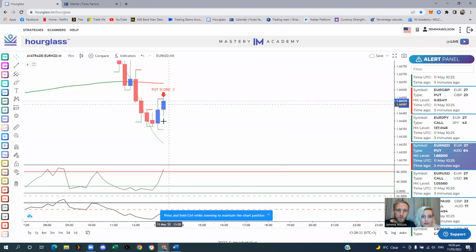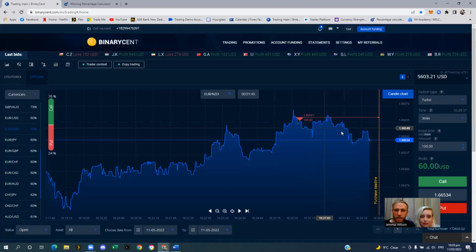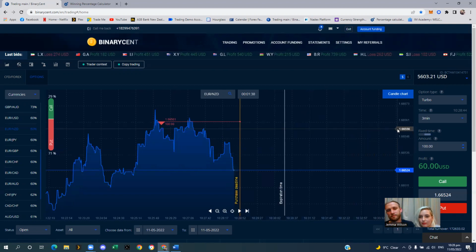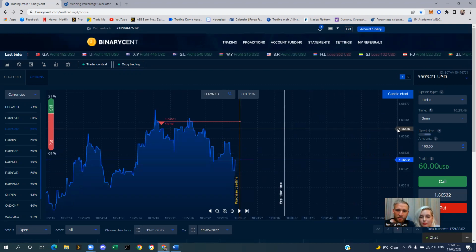Overall, we've got a lot of upwards movement, and I think it probably is going to cross back through, but that's all we need. We just need 3 minutes. Oof.